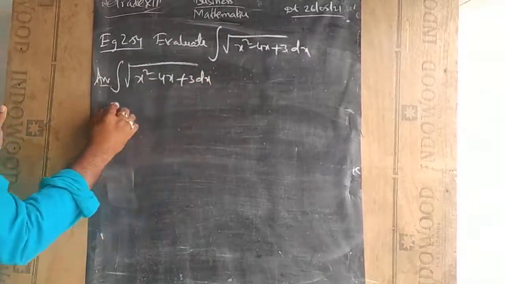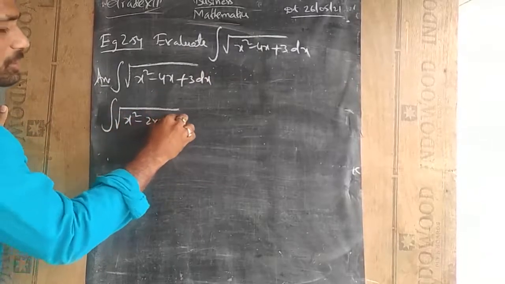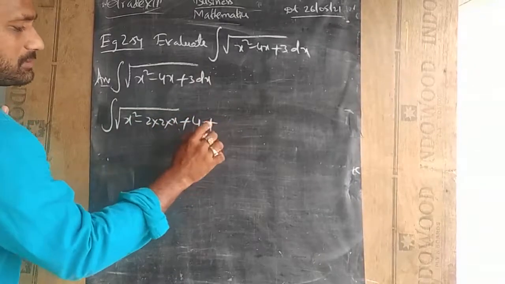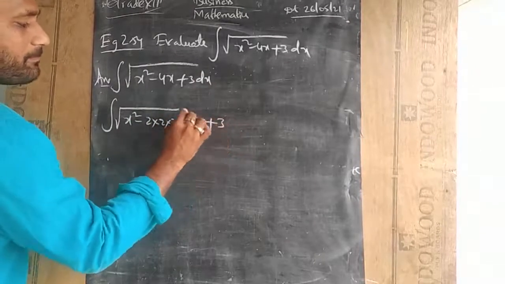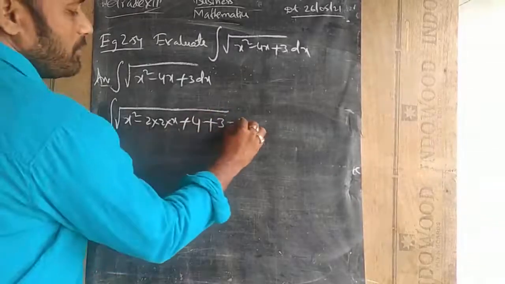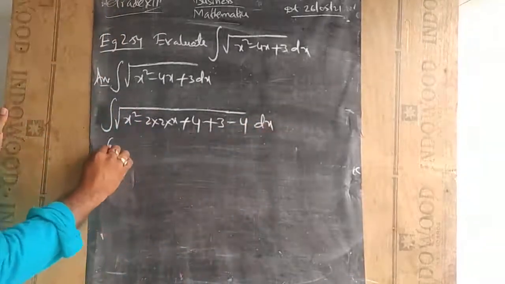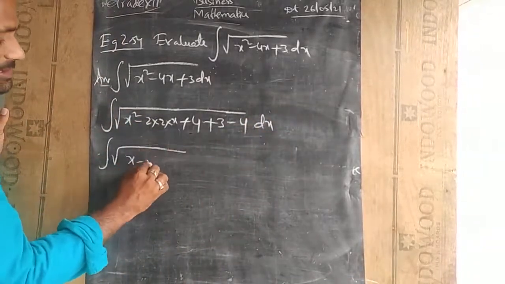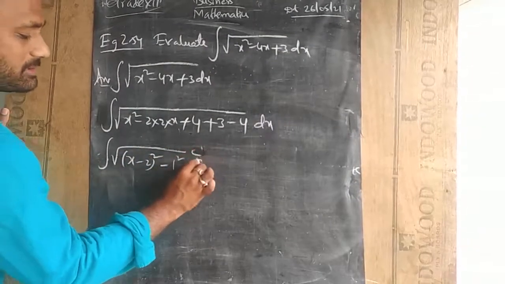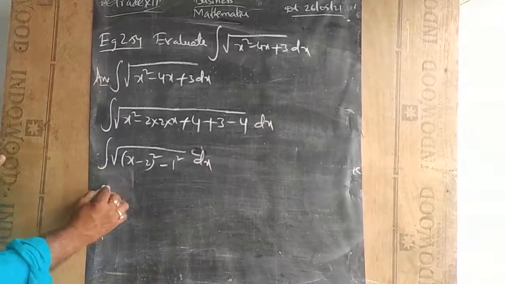How can we split this? Here a square, 2 into a into b, now b square means 4, plus 3. Since we have added 4 here, we have to subtract 4. So this can be written as integral root of x minus 2 whole square minus 1 square dx.